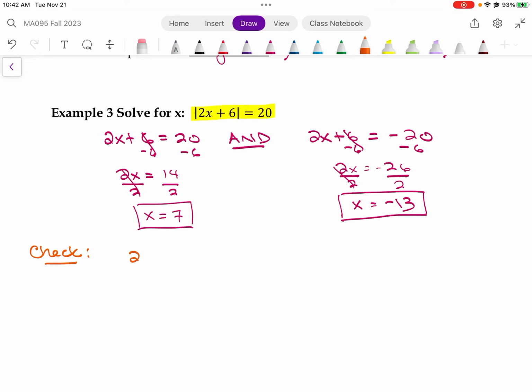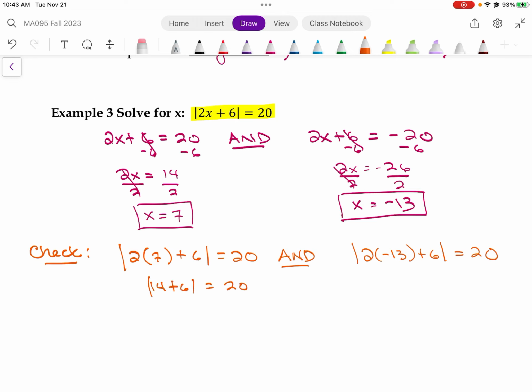So we've got the absolute value of 2 times 7 plus 6 equals 20. And the other one, we've got the absolute value of 2 times negative 13 plus 6 equals 20. The absolute value is key here. We're plugging it back into the original that is highlighted up above. If you work out what's inside the absolute value bars, you get 14 plus 6 equals 20, so the absolute value of 20 equals 20. Is that true? Yes, it is.